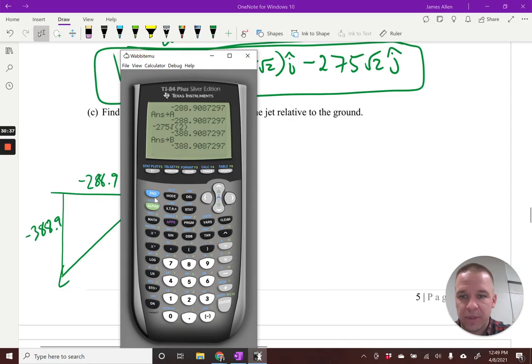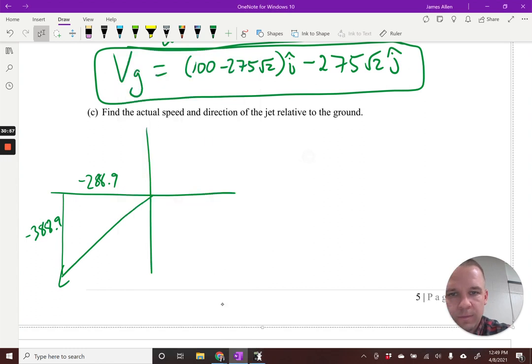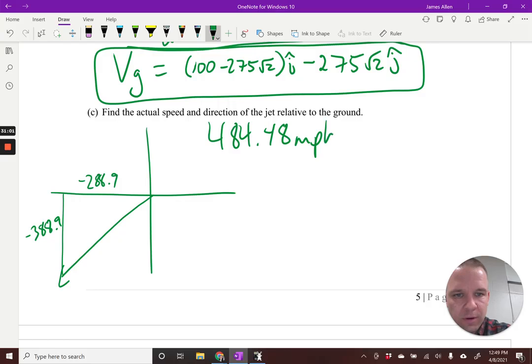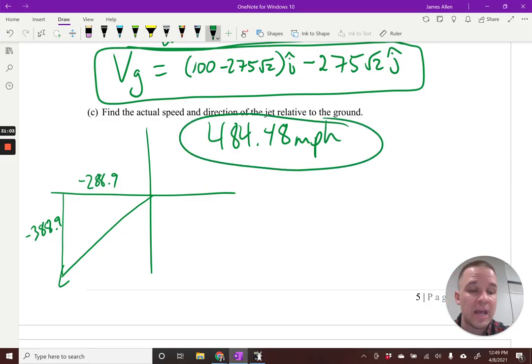Let's pop up that calculator. That's just some Pythagorean theorem inside that square root. Boom. And then I can go A squared. Boom. B squared. Close it. Boom. 484.48 miles per hour. That's my actual speed.